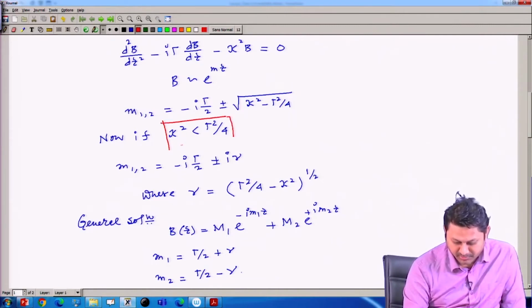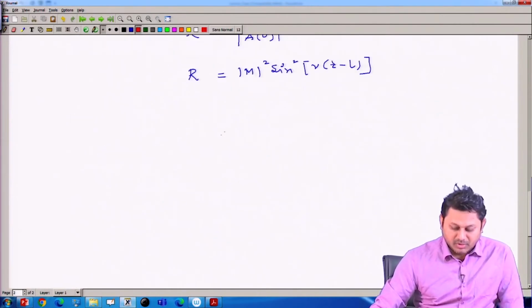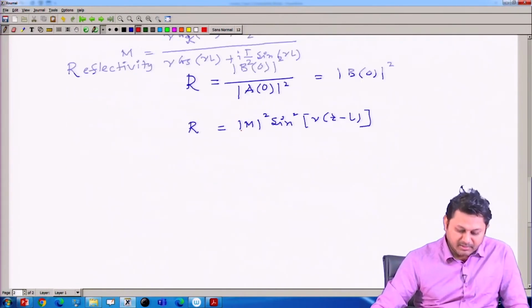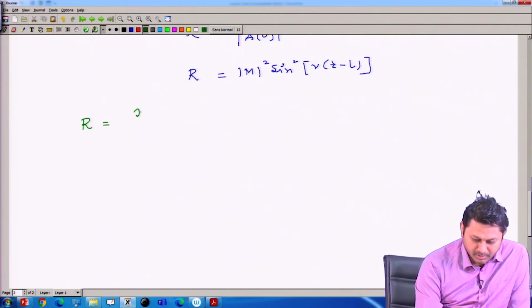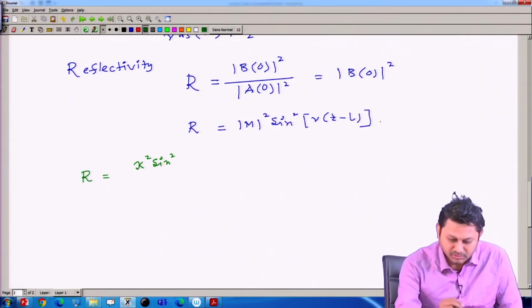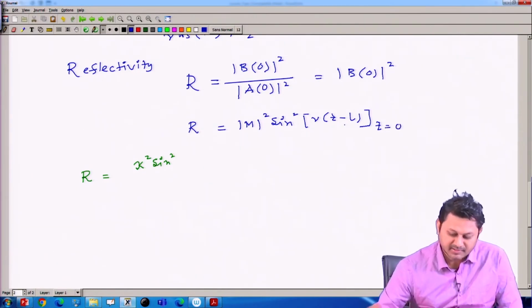Previously, the condition was opposite, that kappa square was greater than this one. So, I have a reflectivity and the value of m is also there. So, I can directly write the reflectivity here as kappa square, then sine hyperbolic square. Okay. So, I make a mistake here. This value should be at z equal to 0. So, this is the expression, that is at z equal to 0.